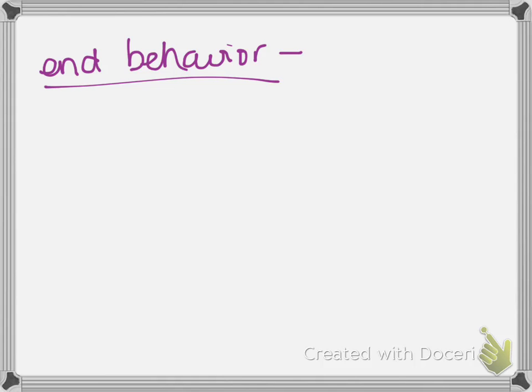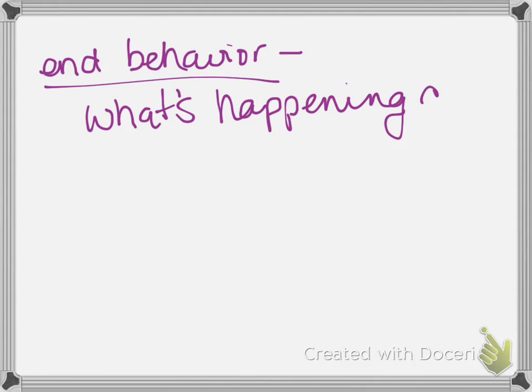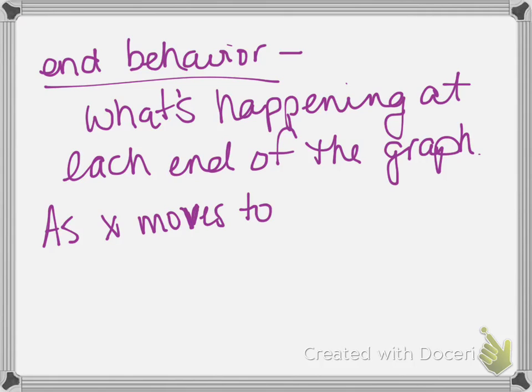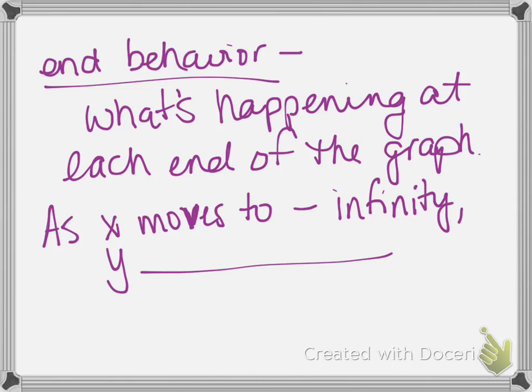End behavior is talking about what's happening at each end of the graph. So you'll have as x moves to negative infinity, y does what? Does it move to positive infinity or negative infinity? So is it going up? That would be positive infinity. Or is it going down? That would be negative infinity. So y moves to, and then you would fill in the blank.